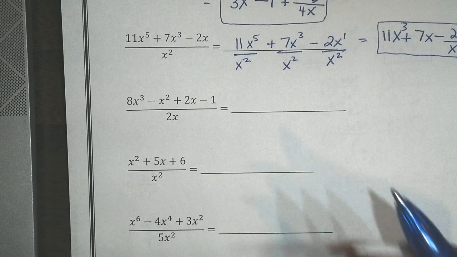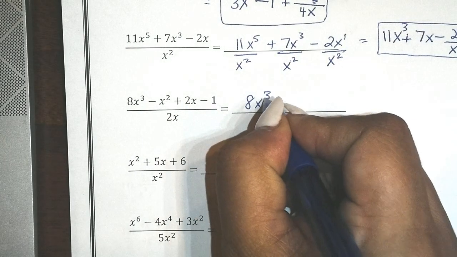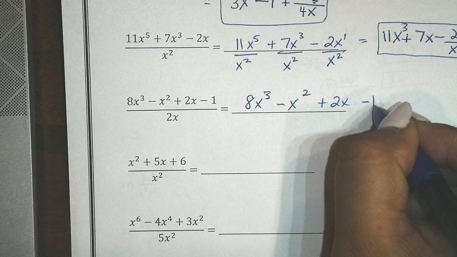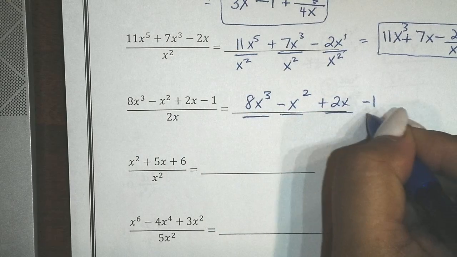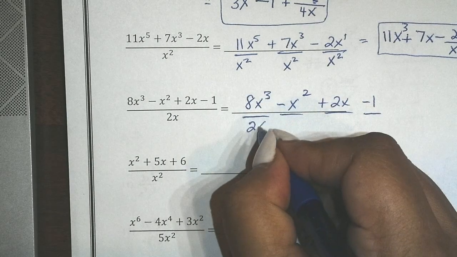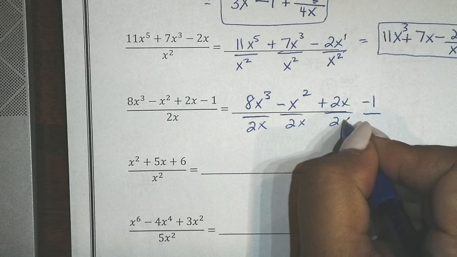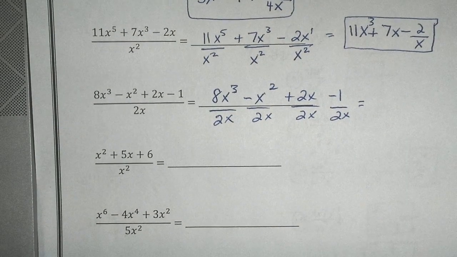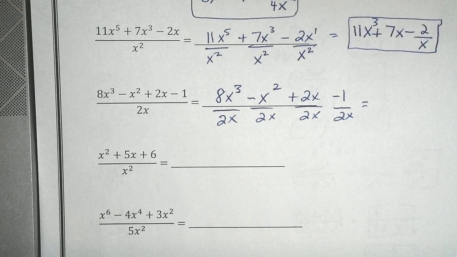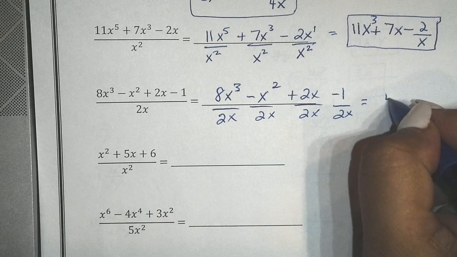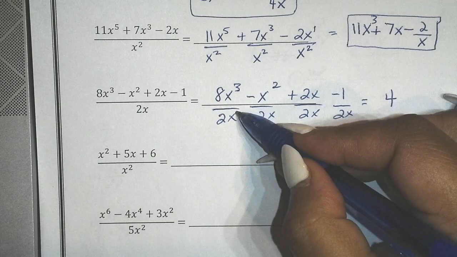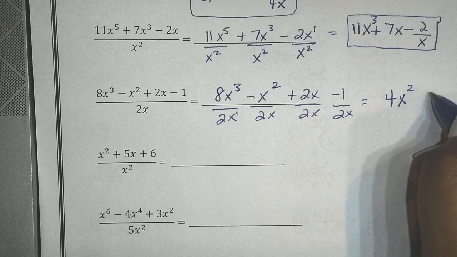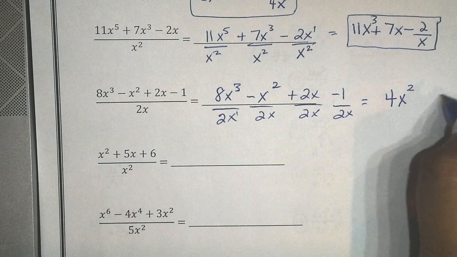Okay, let's look at the next one. We have 8x to the 3rd power minus x squared plus 2x minus 1, and we're dividing every term by 2x. And now I have four little mini problems to look at. So I have 8 divided by 2 is 4. X to the 3rd divided by x to the 1 is x to the 2nd power. And then this right here is going to be a negative 1/2.